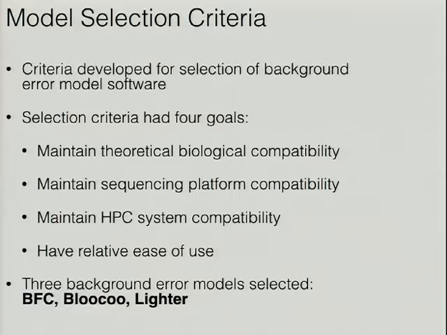So our methods, we began by defining a model selection criteria. This criteria was developed to allow for a principled approach or selection of these background error models, and it had four main goals, which was to maintain theoretical biological compatibility, compatibility with the sequencing platform, and also compatibility with the high-performance computing system, in this case, Exacloud. It also had to have relative ease of use.